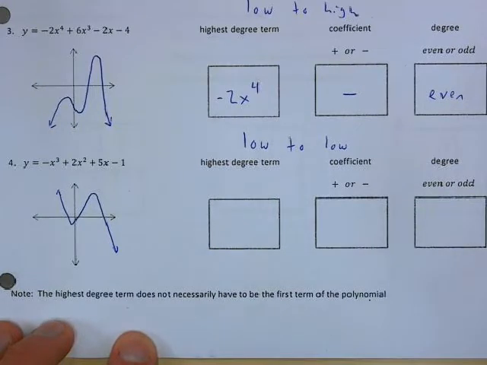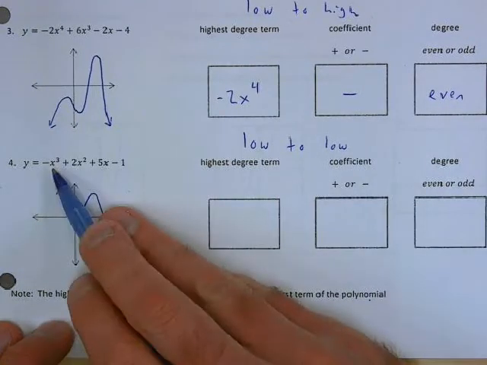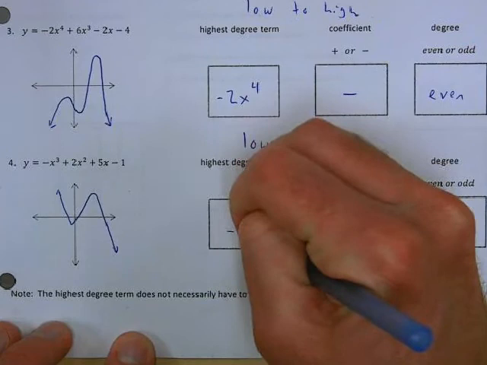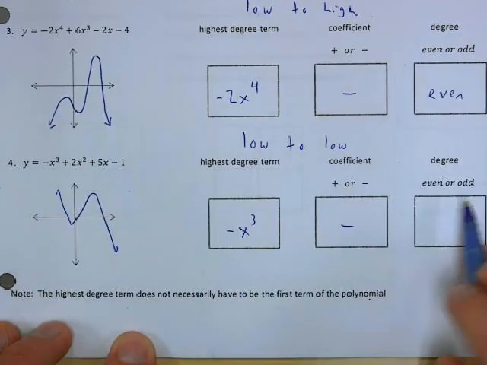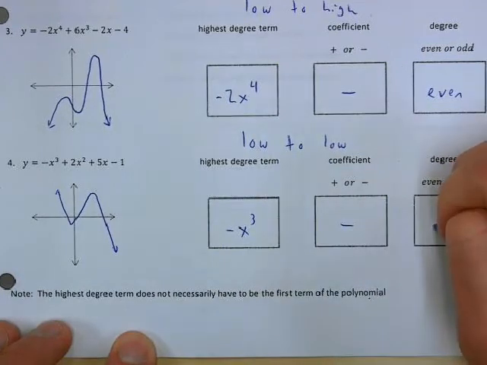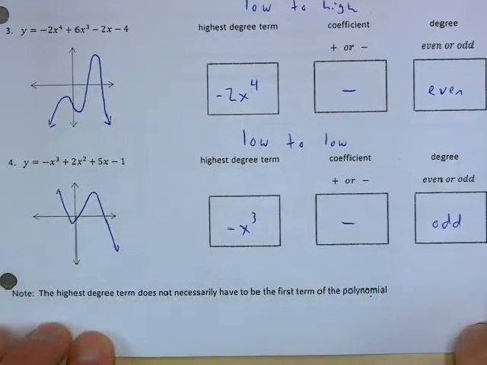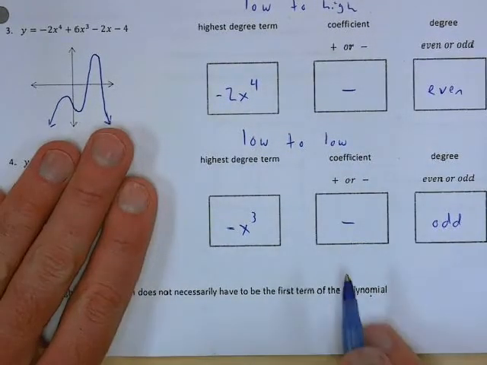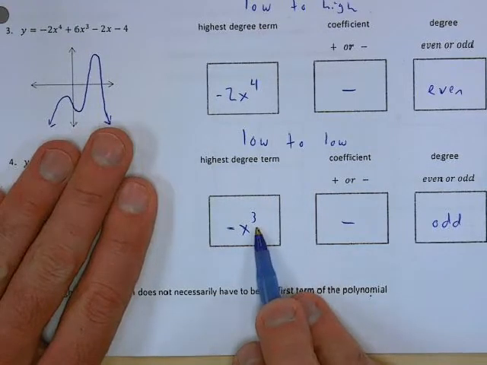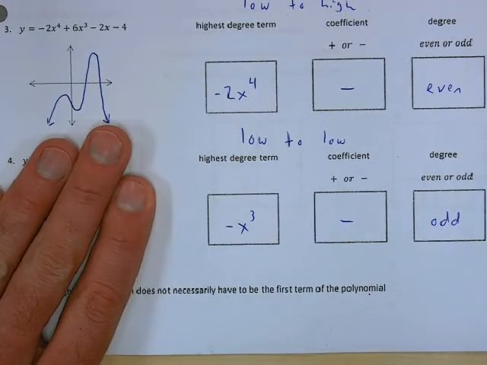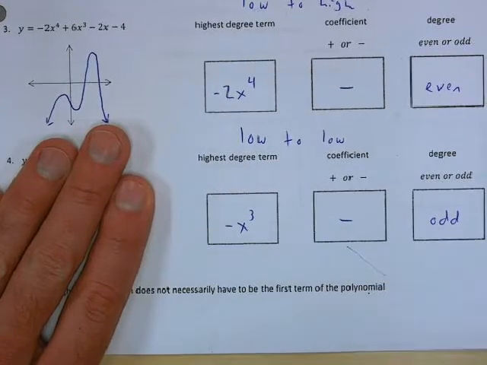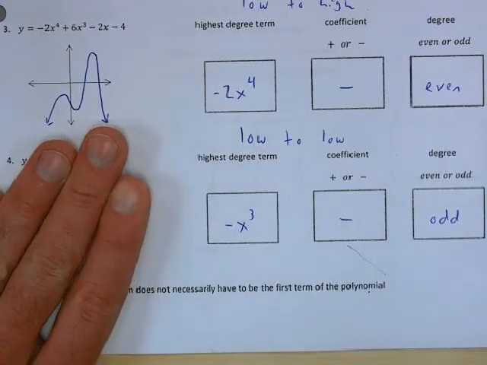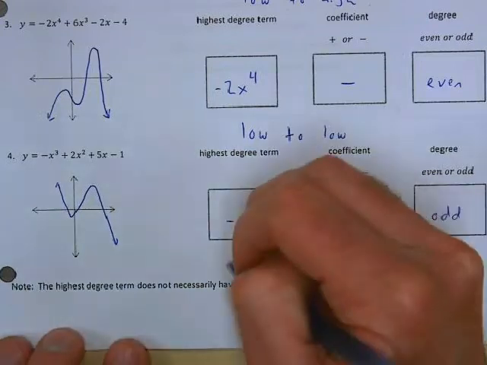And then what is our highest degree term? Well, negative 1x to the 3rd, so just negative x to the 3rd, which means it has a negative leading coefficient, and the degree is odd. Now don't even worry about the line. Think about an odd function, so we want to relate that to a line. So think about a line with a negative slope. That's going to be going downhill, so that's high to low from left to right. So the last one here, we put high to low.